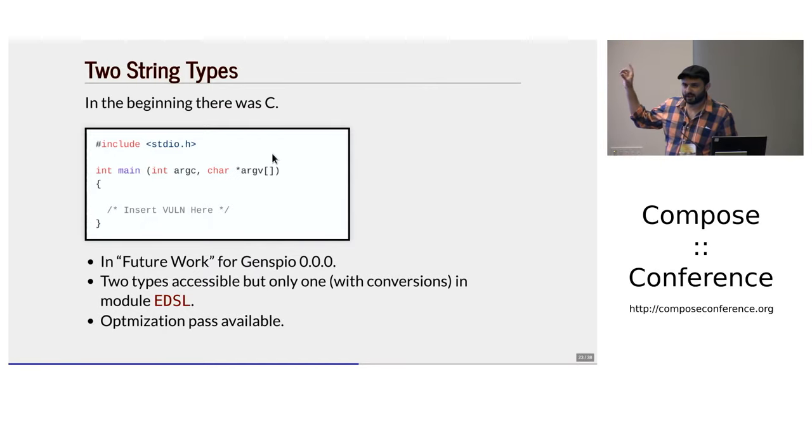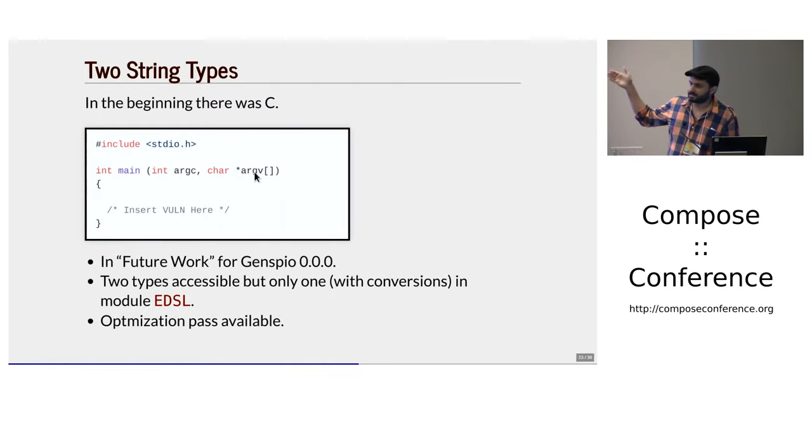So that two string types thing comes from the very beginning: when you pass arguments to a program, it's actually a C string, a null terminated string. And from that original sin, the whole mess of having C strings and byte arrays being different, even at the shell level, is why it's there. The first version of Genspio was not doing that properly. I presented it at OCaml 2017, so that was the future work, and I implemented it later.